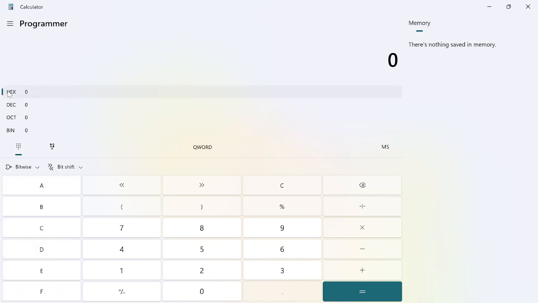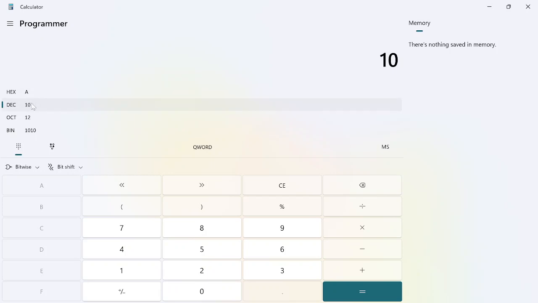So let us suppose we select hexa, and the alphabets A, B, C, D, E, F are also appearing over here. Suppose I write A. I want to know the decimal equivalent of hexa alphabet A. So in hexa it is A, in decimal it is 10.